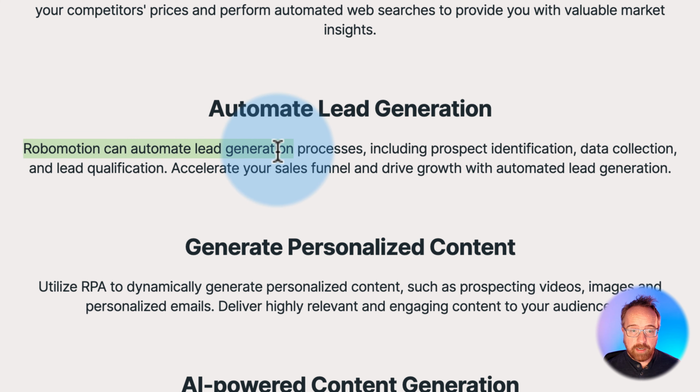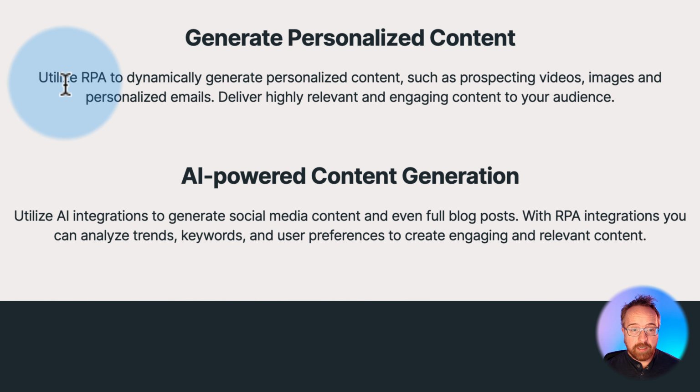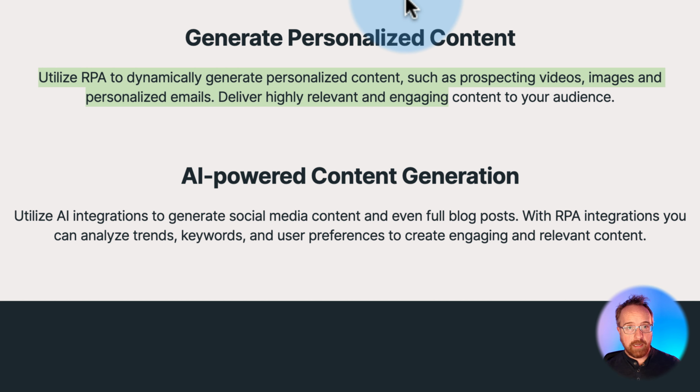Automate lead generation. I don't know how well that works, but apparently you can make robots to do that. Content personalization. Use RPA to dynamically generate personalized content such as prospecting videos, images, and personalized emails. When you spend time on AppSumo, you might notice a lot of the stuff that Robomotion can do are apps on AppSumo, which I find pretty interesting.